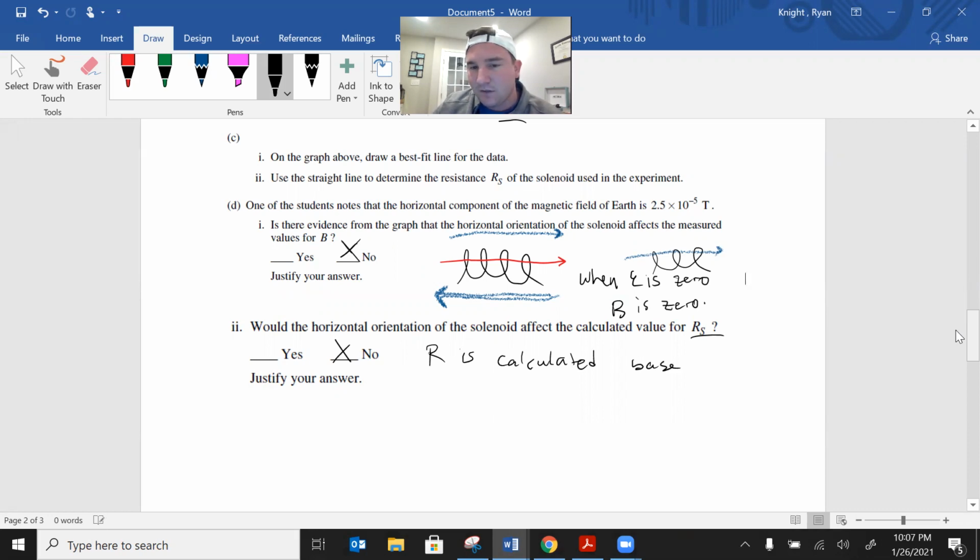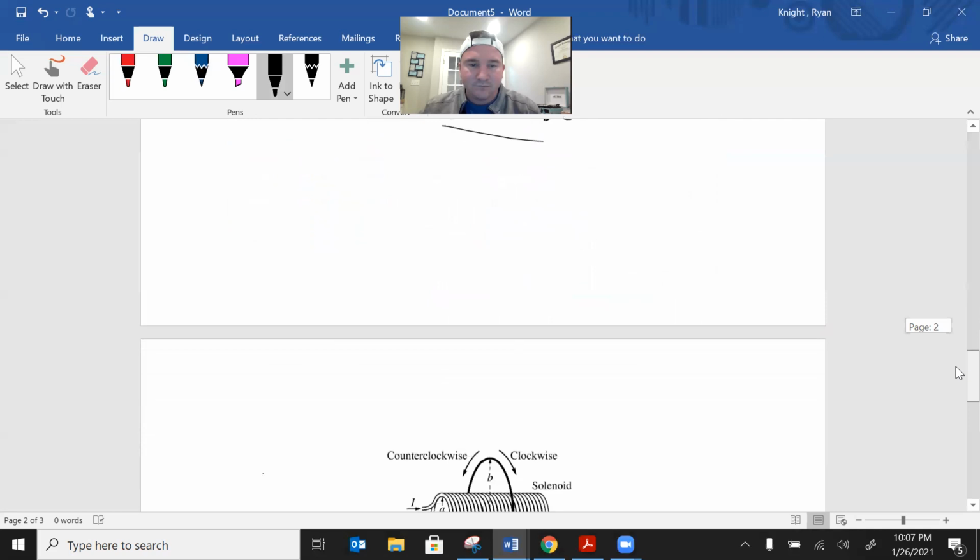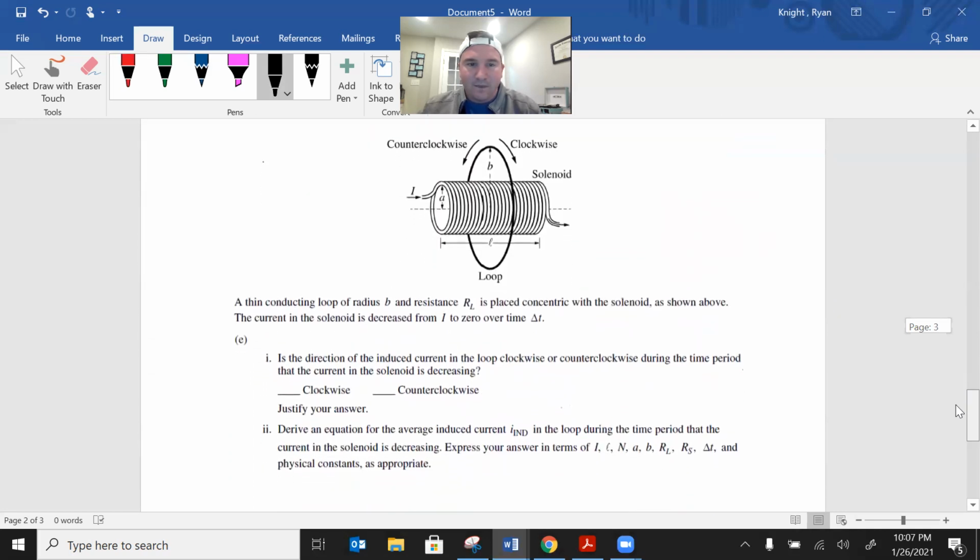So R is calculated based on the change in magnetic field and change in EMF. The fact that we have 2.5 times 10 to the negative fifth added everywhere, or subtracted everywhere, isn't going to affect the change, right? The change will be the same regardless if we have a higher y-intercept or a lower y-intercept. Because we're calculating R based on the changes, the Earth's magnetic field is never going to play a role. This was a long one.